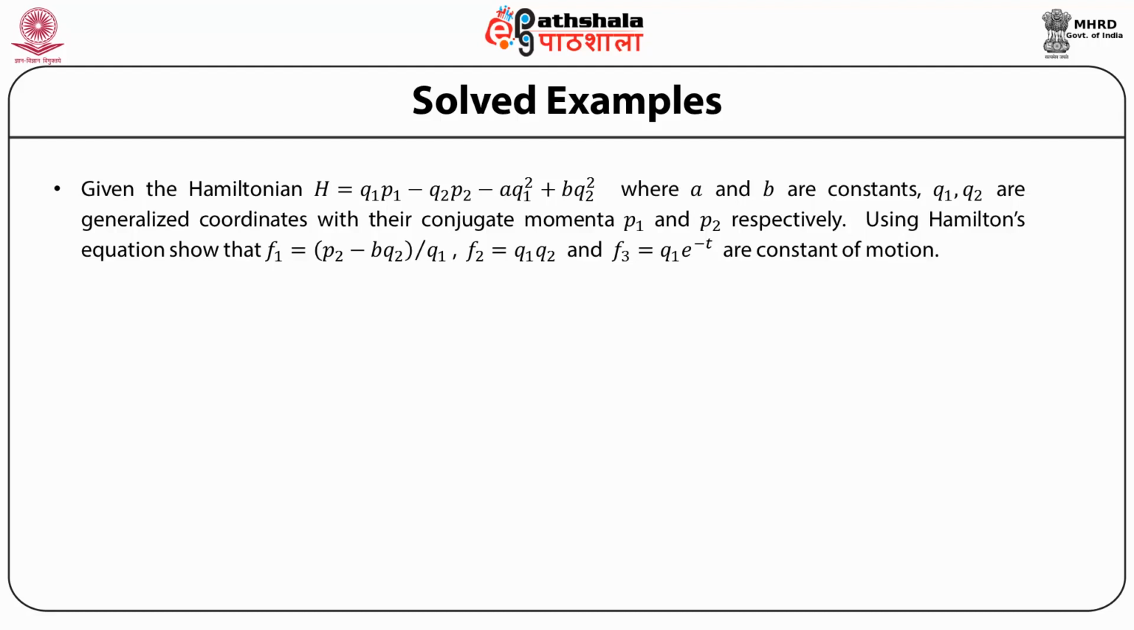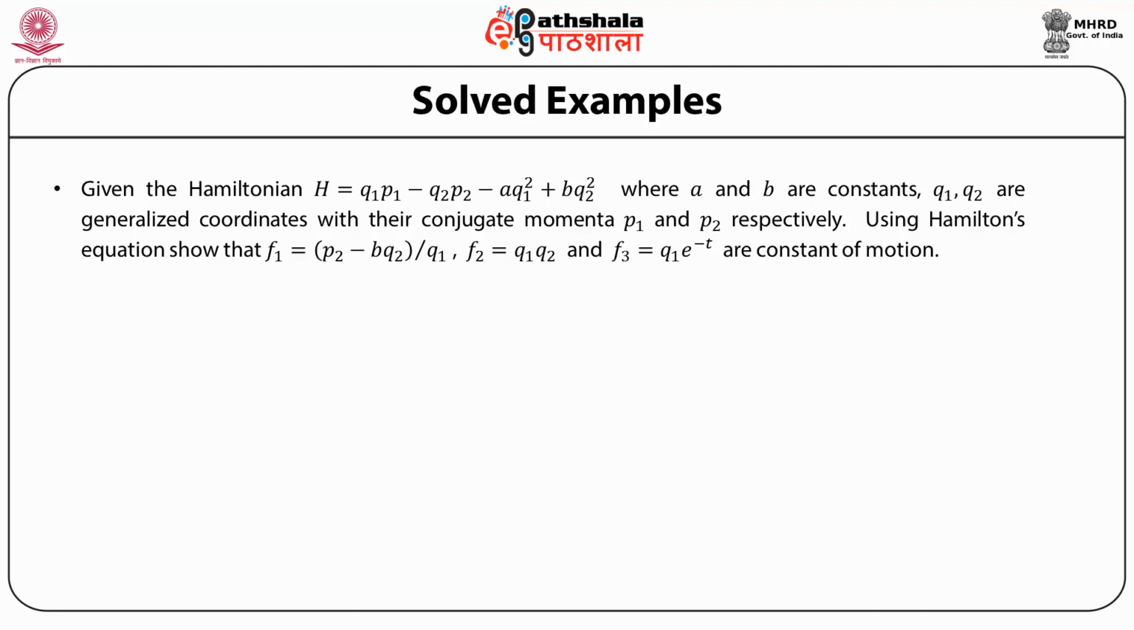Using Hamilton's equation, the problem we want to consider is to show that a function f1, which is defined as p2 minus b q2 by q1, a function f2, which is defined as the product of q1 and q2, and a function f3, which is defined as q1 times e to the power minus t, are all constants of motion. Now, how do we go around this problem?